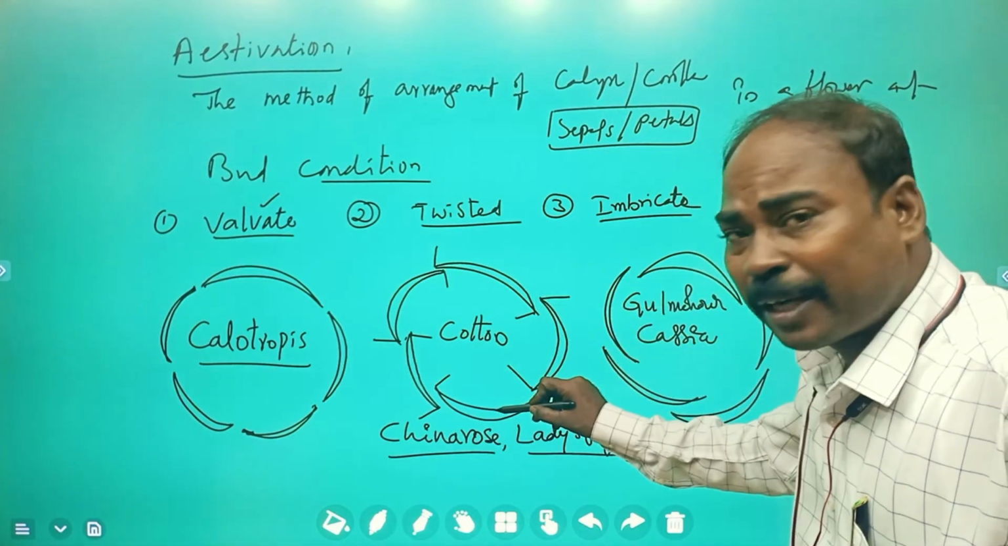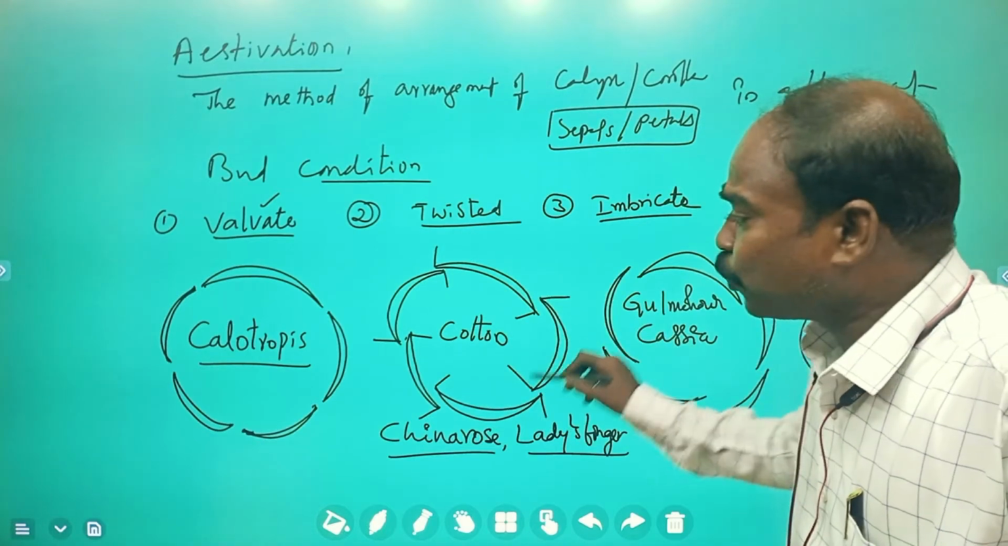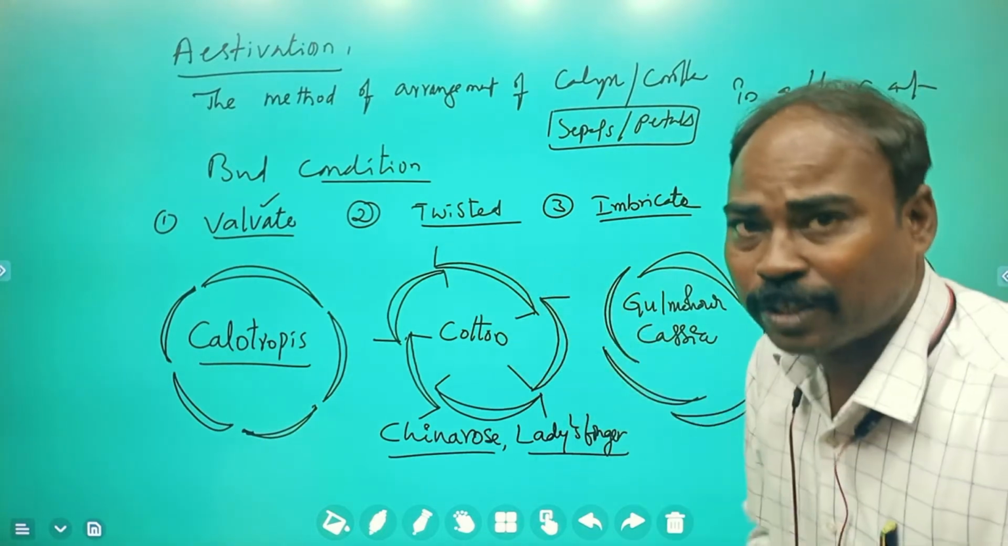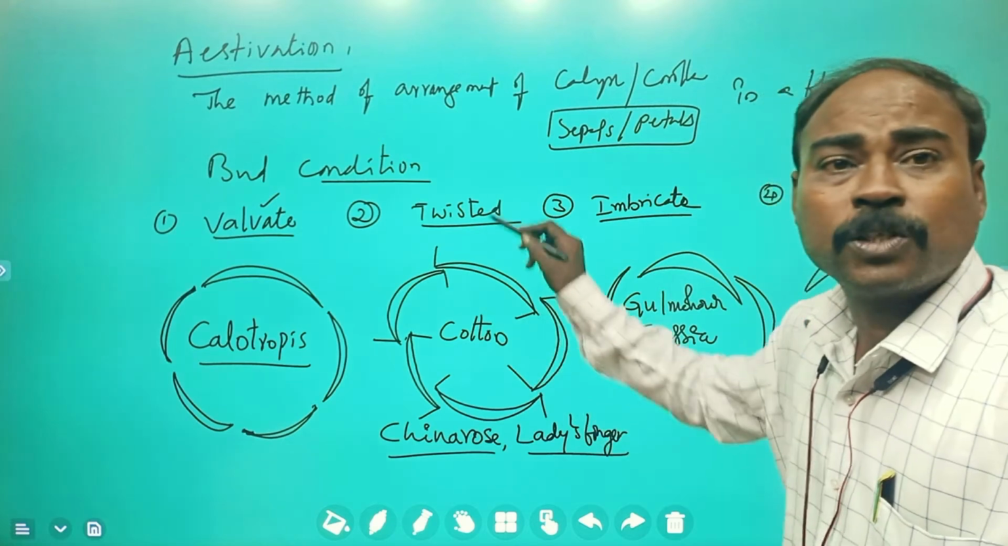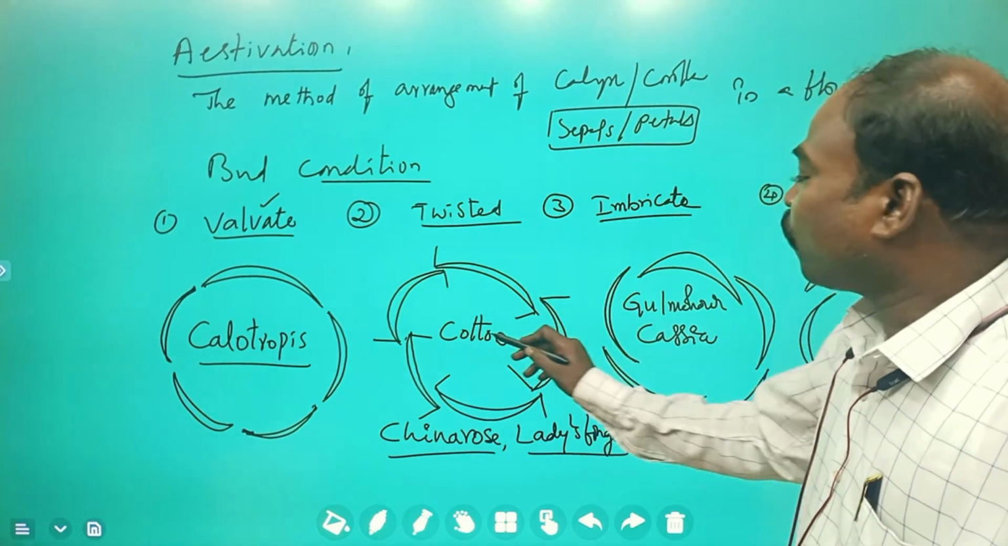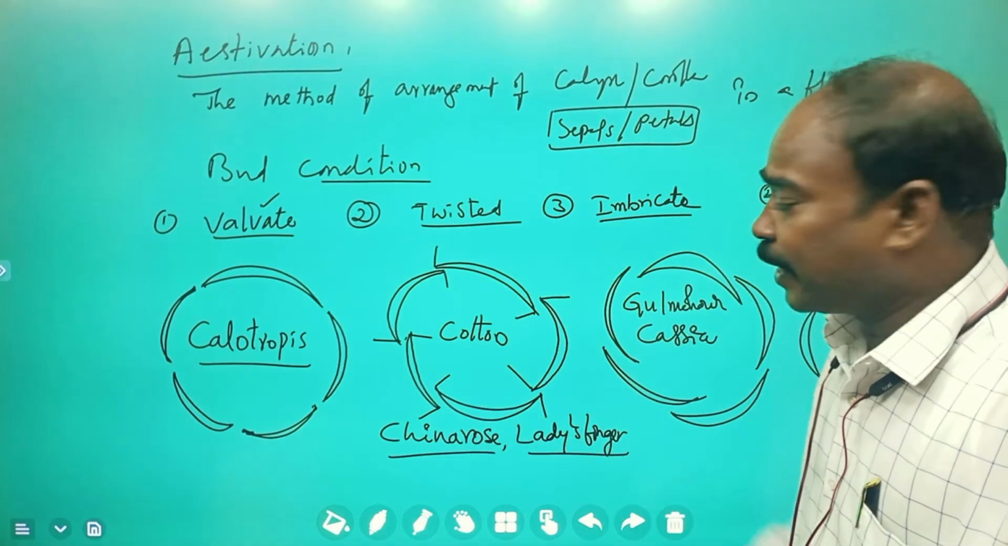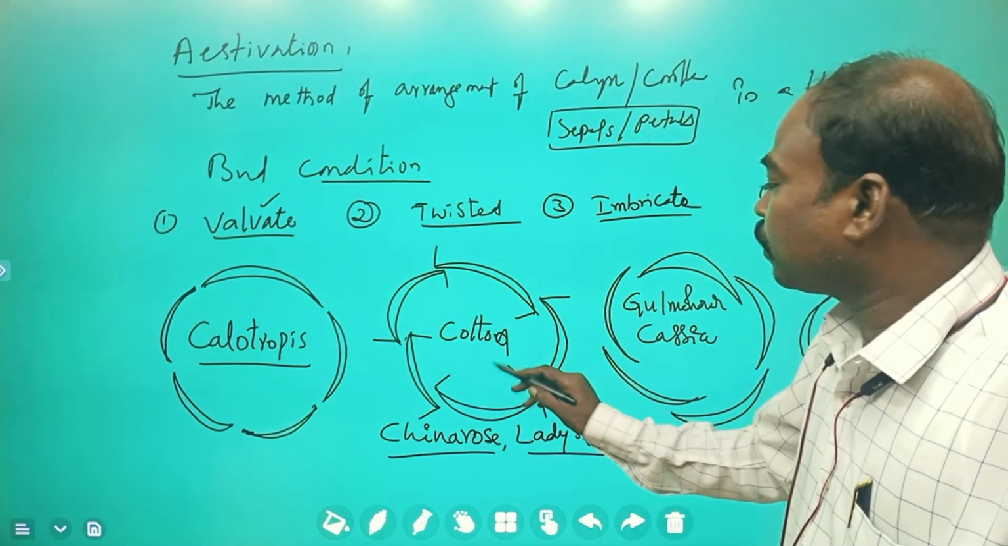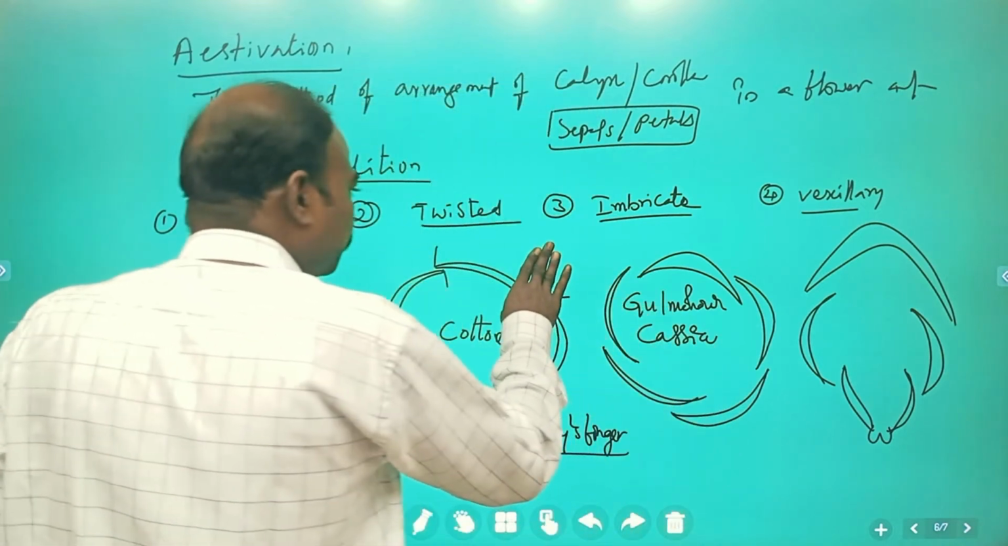Whereas in twisted, each perianth member overlaps the next one. That one was overlapped by the next one. Likewise, each and every one overlaps the adjacent ones. Such an arrangement is called twisted aestivation. Twisted, right? Found in China rose, lady's finger, and also cotton.